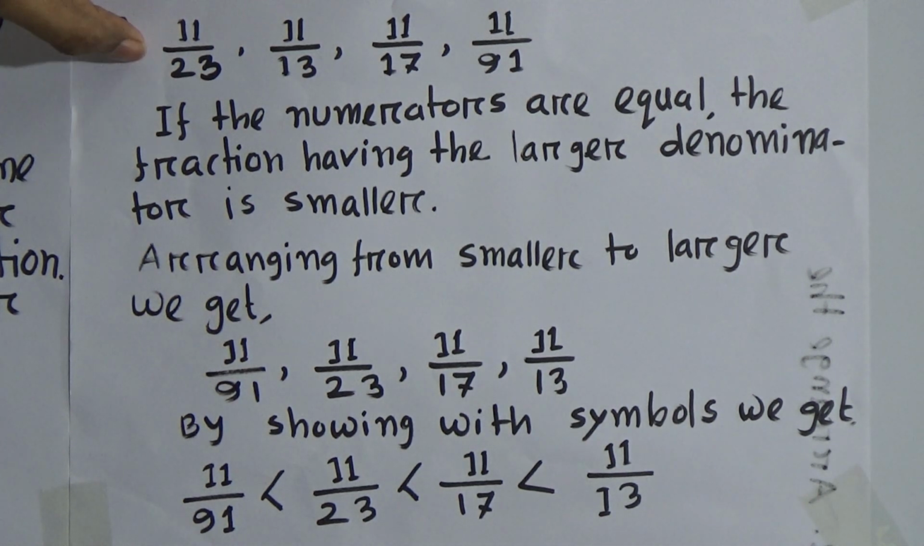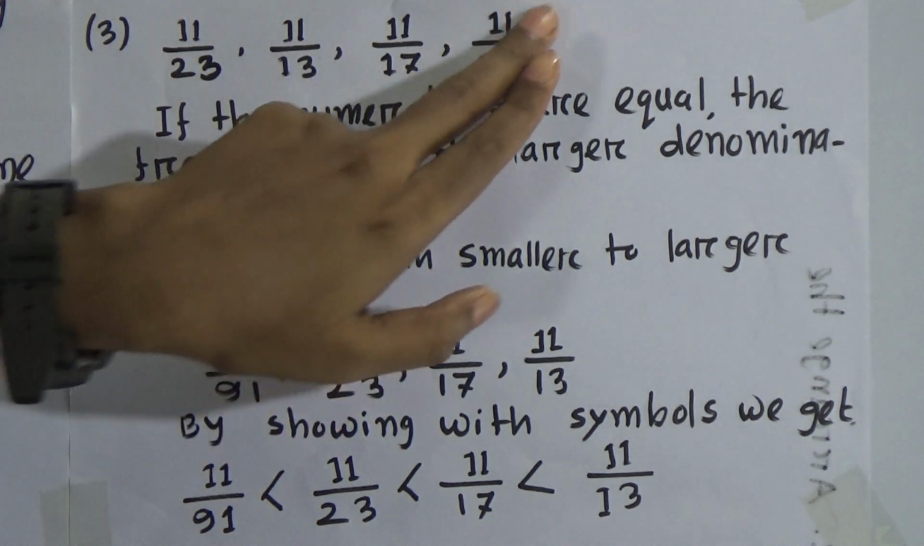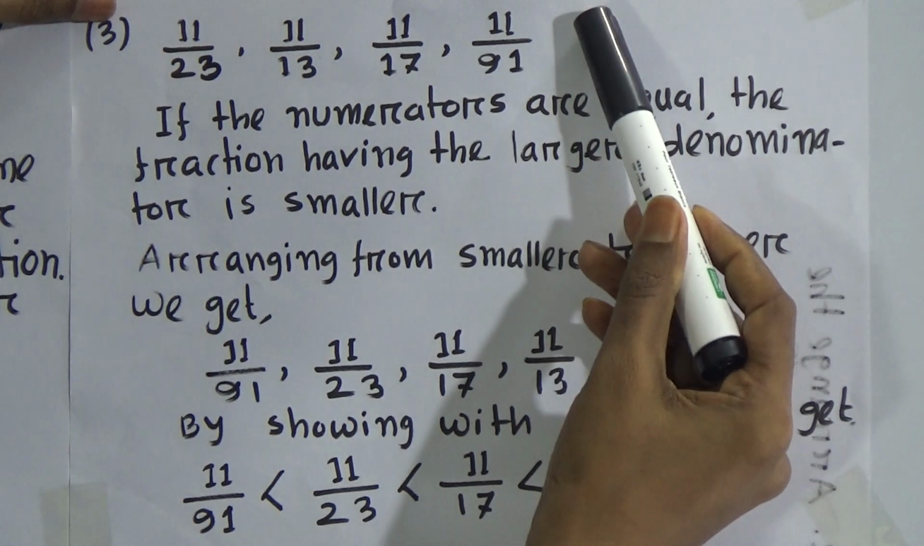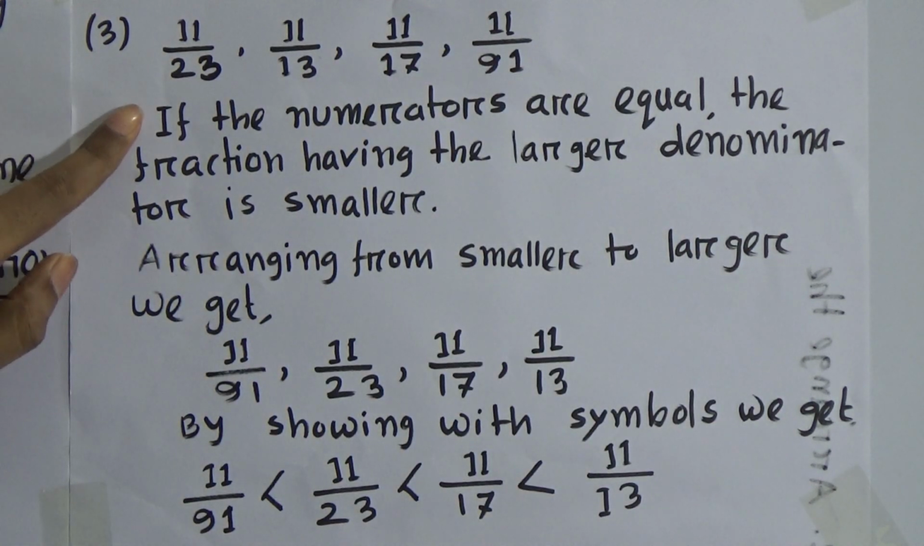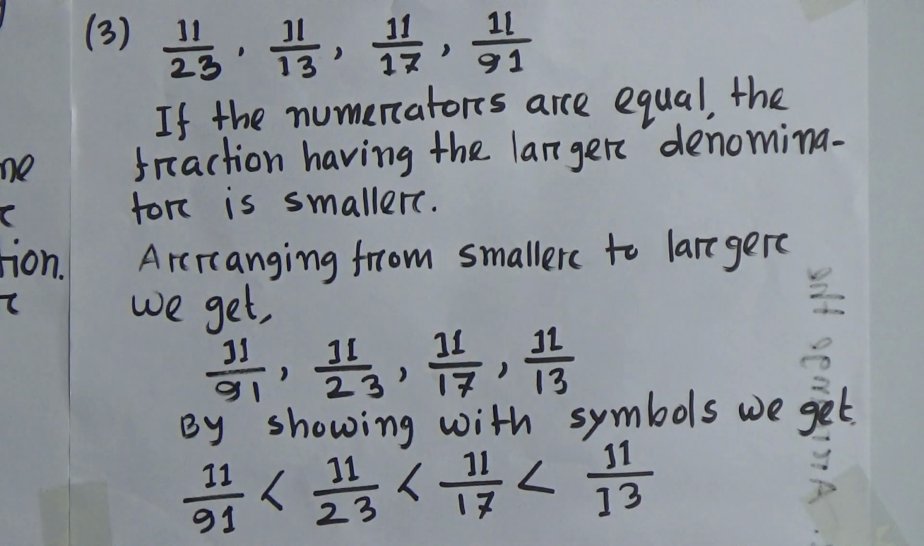Look, 11 by 23, I told you 11 is the numerator and 23 is the denominator. Okay, similarly 11 by 17, 11 by 91. Student, you look, all the numerators are the same, 11, 11, 11, 11. But the denominators are different: 23, 13, 17, 91. All are different. Okay, student?